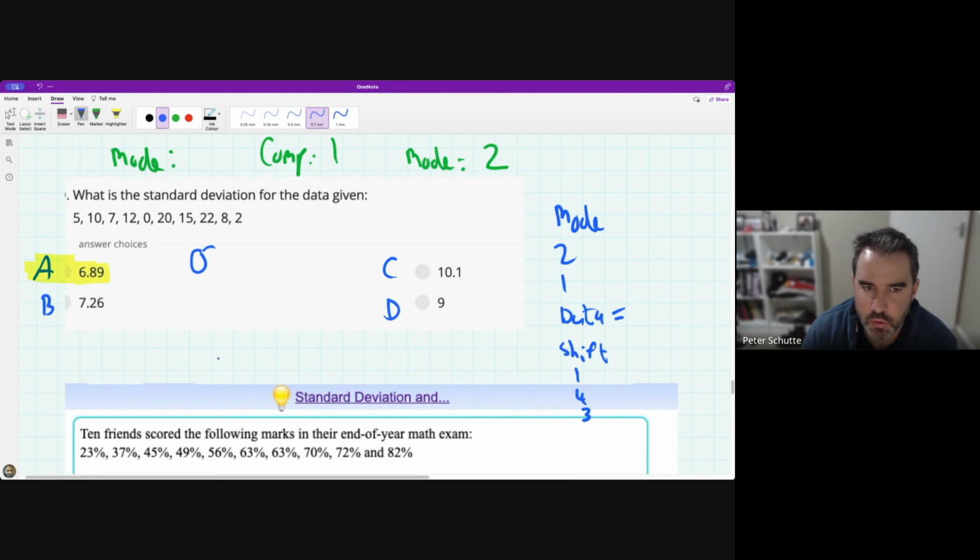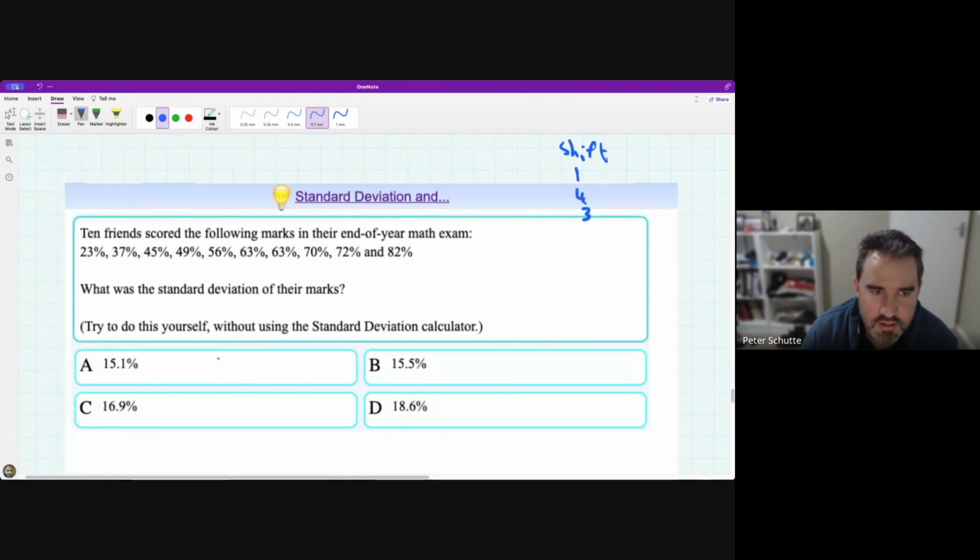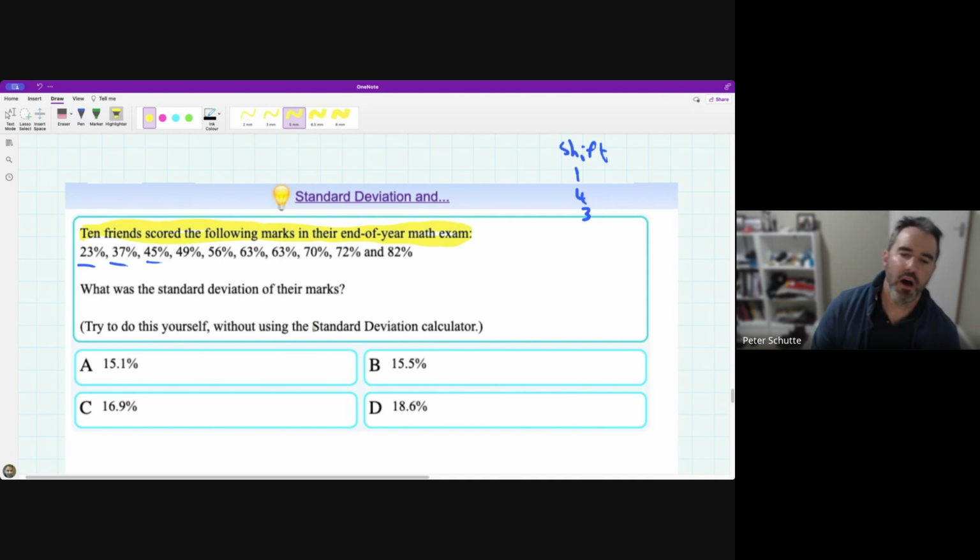Okay, let's do another one. So here you need to leave stat mode, go out of stat mode, and then come back in so that your memory is clear. I want you to type in these values. You don't need percentage. You can just put 23, 37, and so on. And then I want you to tell me what is the standard deviation of these end-of-year maths exam school marks. So these are the marks of 10 friends, what they got for their end-of-year maths exam. I want to know what is the standard deviation of their marks.